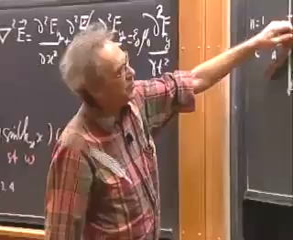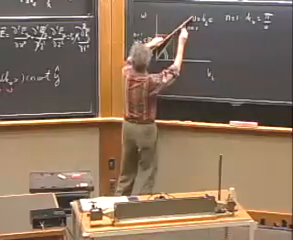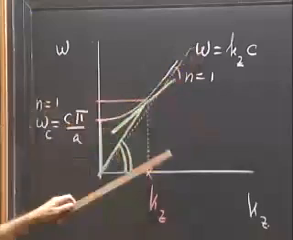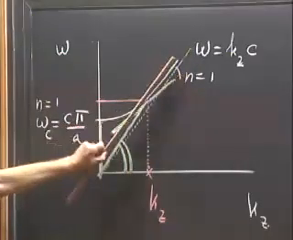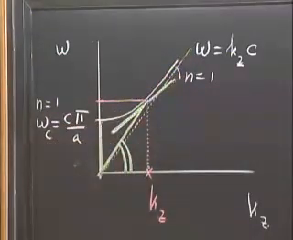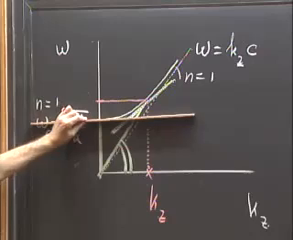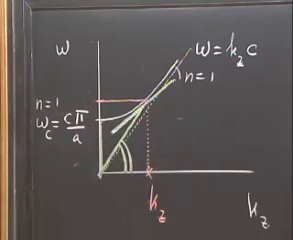Also notice that the tangent here is the group velocity, that is the d omega dk, and notice that this slope is smaller than this one. That is why the group velocity is lower than c. And also notice that when you reach this cutoff frequency, the tangent is like this. That means the group velocity is 0. Nothing can go through the gap anymore.